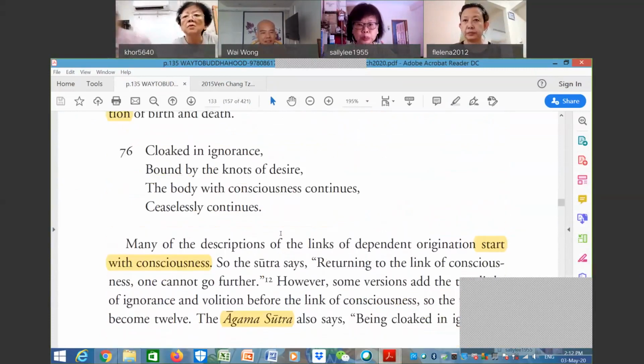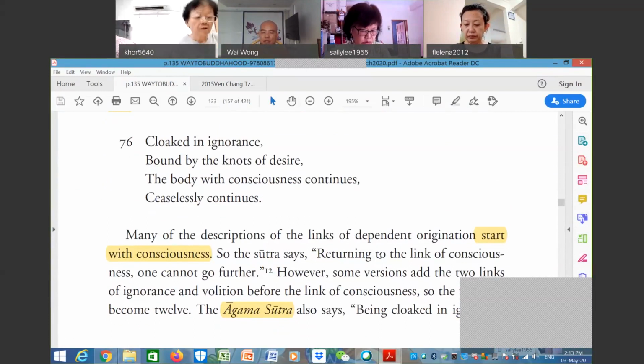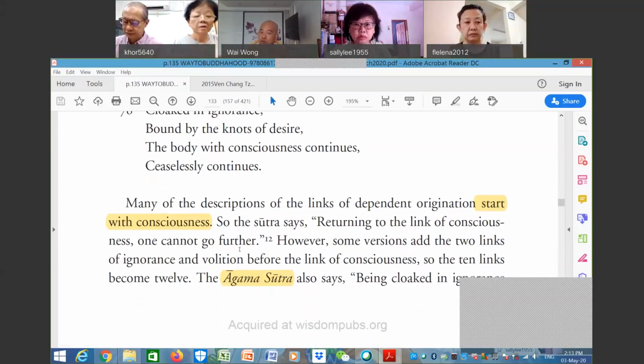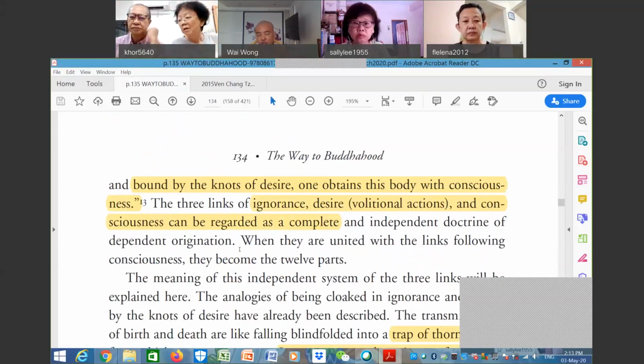Our previous lesson is about: cloaked in ignorance, bound by the knots of desire, the body with consciousness continues ceaselessly. Meaning that for dependent origination, we have already started. Now we go through the details of each of the links, each of the elements. You see, we start with the consciousness. Then we mentioned the Agama Sutra, remember? We briefly introduced the history of Buddhism to understand the origin of the Agama Sutra, right? Which is bound by the knots of desire, one obtains a body with consciousness.